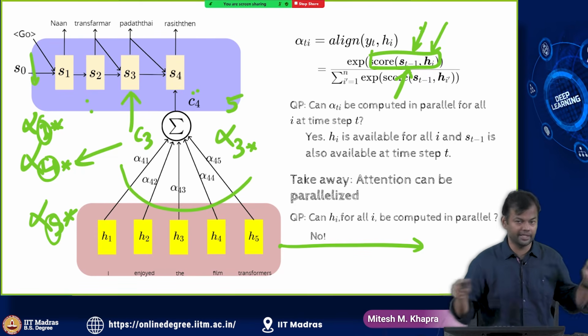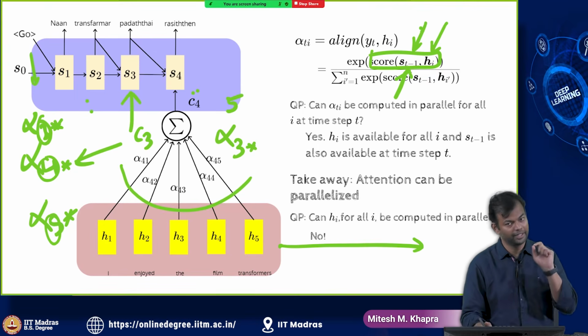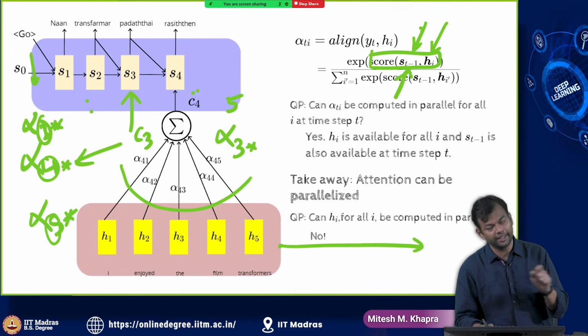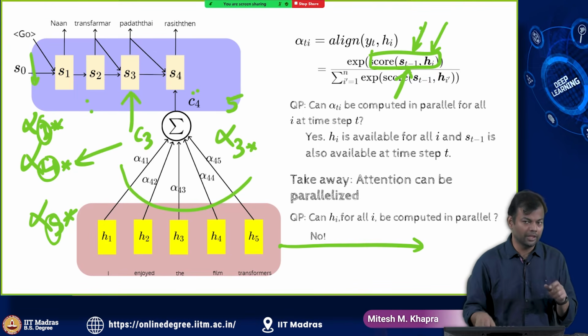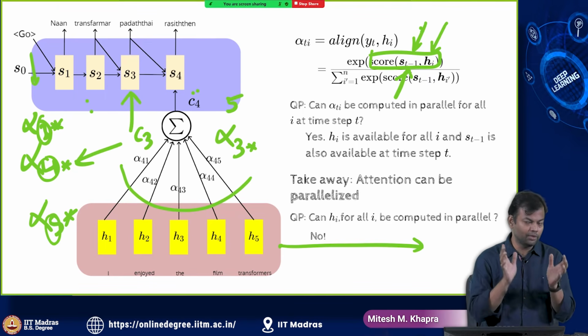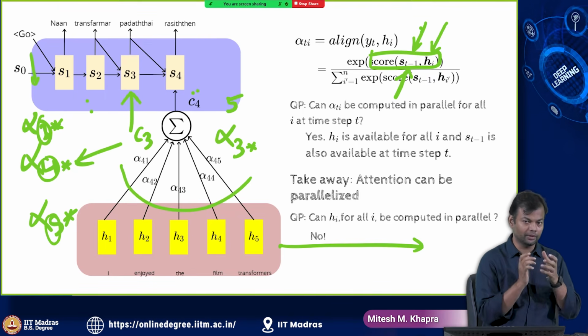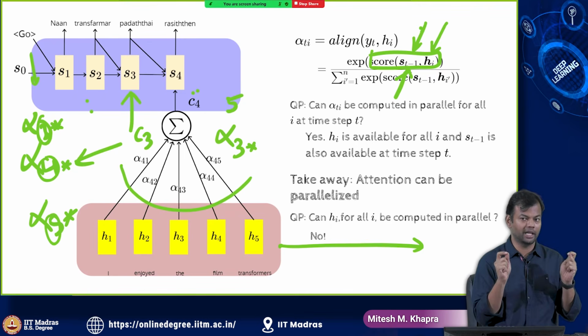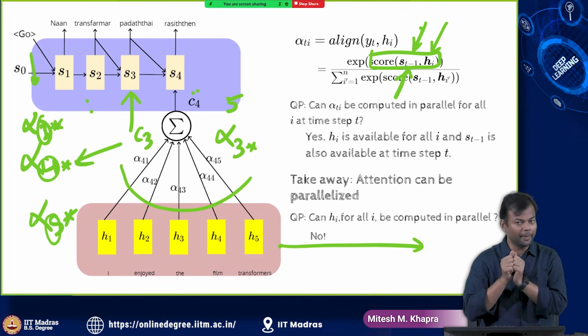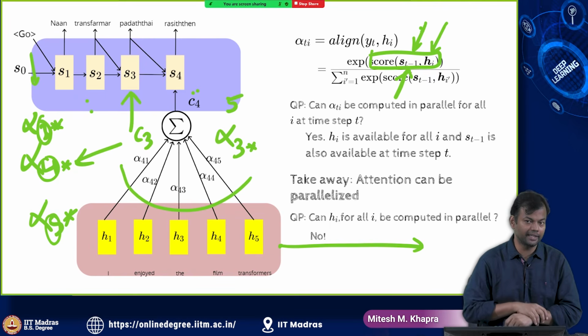So all the alphas cannot be computed in parallel, but for a given t, the alphas can be computed in parallel. So the two things to notice here: one is that attention can be parallelized, at least at a given t. It cannot be parallelized across t's, but for a given t it can be.